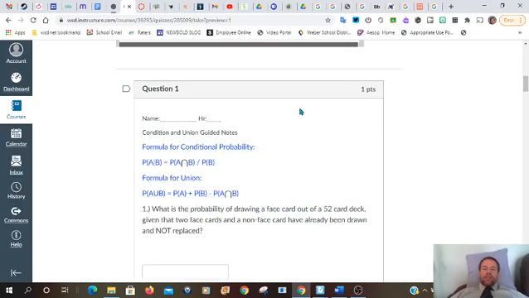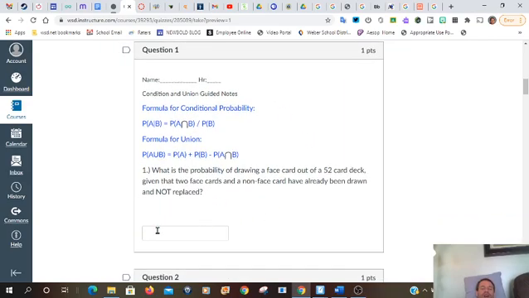So just doing a video to help you with this new stuff, probability of conditional and union, guided notes and homework assignments. This first one we did in class, which was 12 face cards minus 2, so 10, out of 52 minus 2 face cards minus 1 face card, so 10 out of 49.